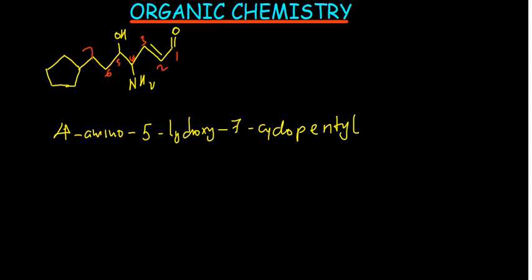And then now we name the whole chain having 7 carbons, that is hept. But remember, there is also a double bond at which position? Position number 2. So hept-2-ene. But this is not an alkene, so I'll drop the e at the end. The priority functional group, most priority, is an aldehyde, so I'll put AL at the end. So that is going to be the name for 4-amino-5-hydroxy-7-cyclopentylhept-2-enal.